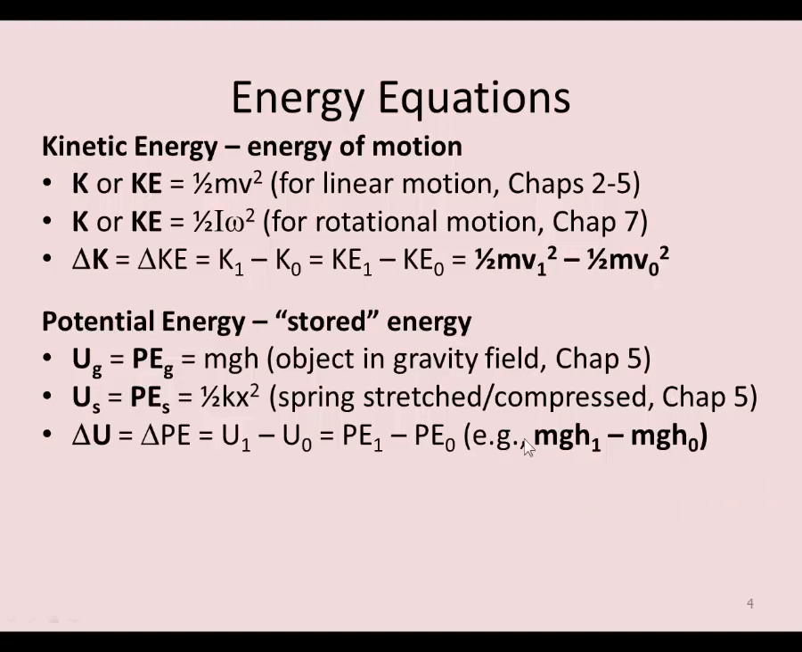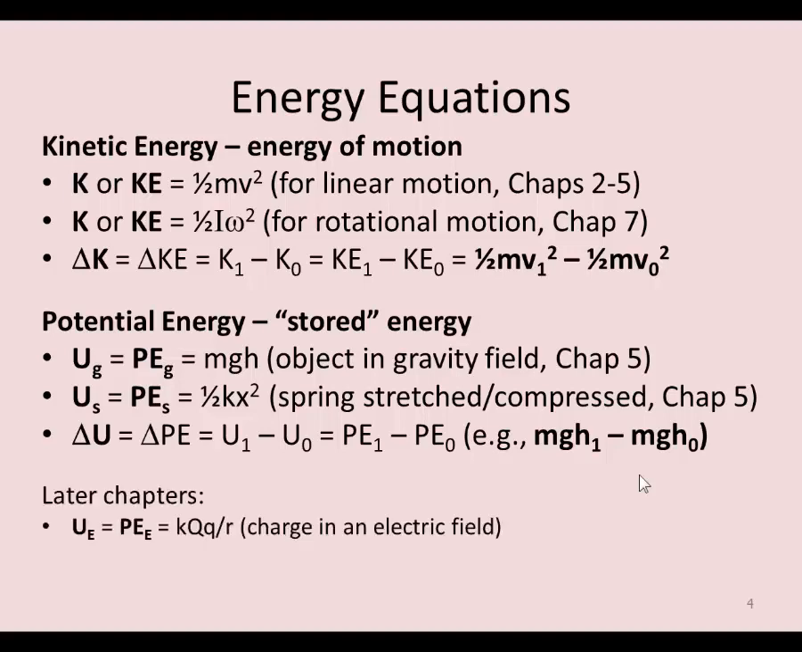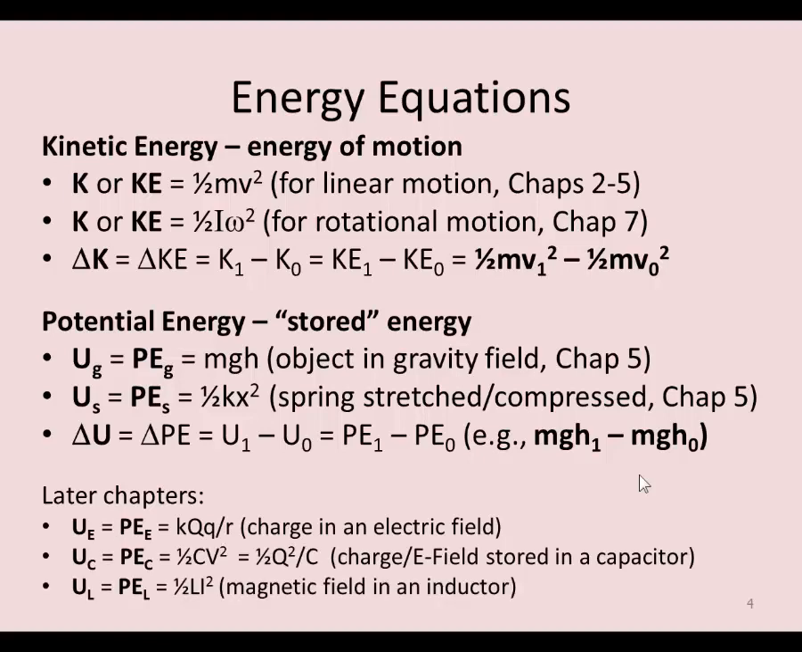Here's an example using our gravitational potential energy. Later in the book, you'll find that there are many forms of potential energy, which we brainstormed during our brainstorming session, and you'll find that there are equations for each one of those as well. And just to show you, there's a little pattern going here. We've got 1/2 mv squared, 1/2 I omega squared, we've got 1/2 kx squared, we've got 1/2 CV squared, we've got 1/2 LI squared for all these various forms of energy.